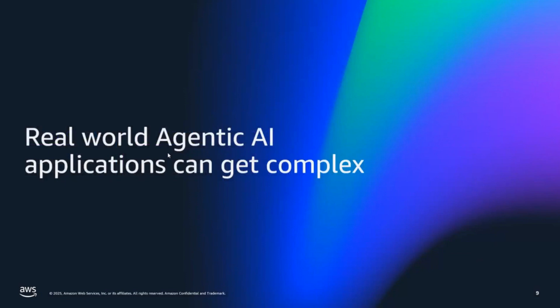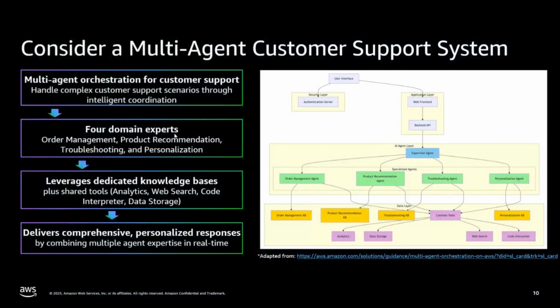But let's start by taking an example use case to put everything into perspective. Let's assume you're creating a multi-agent customer support system. So you have your user interface, authentication, the application layer with the front end, and then you have your agent layer.